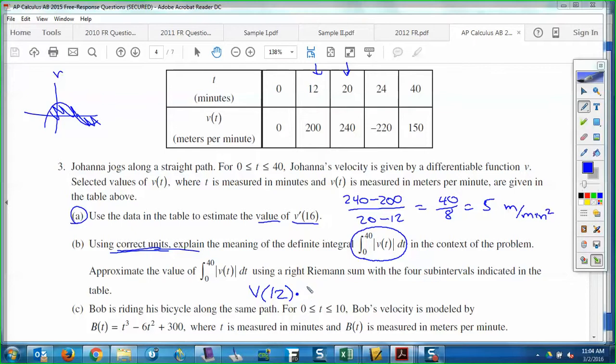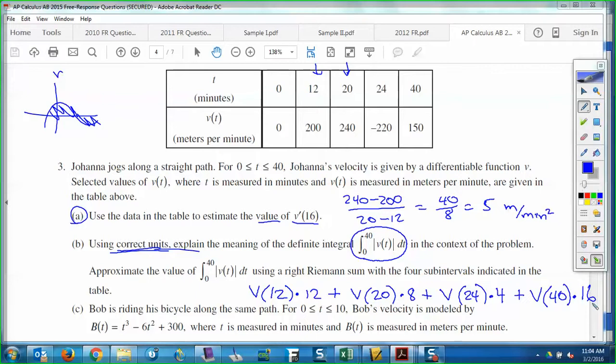what's the width of the first subinterval? 12, plus V of 20 times 8, plus V of 24 times 4, plus V of 40 times 16. Now I hope this is a calculator one. Is it? Oh, yay. All right.